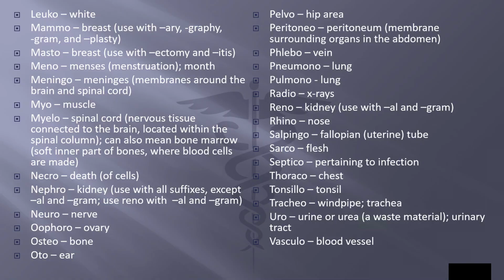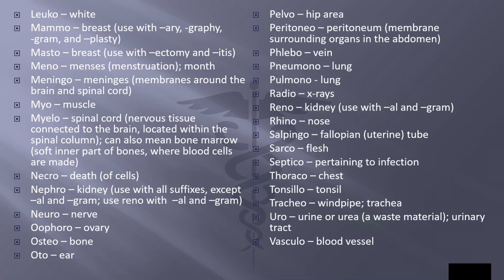Oophoro is ovary. So oo means egg, and phoro means to bear. Osteo is bone. Oto is ear. Pelvo is the hip area. Peritoneo refers to the peritoneum, the membrane surrounding organs in the abdomen. Phlebo means vein. Pneumono means lung, and pulmono also means lung.